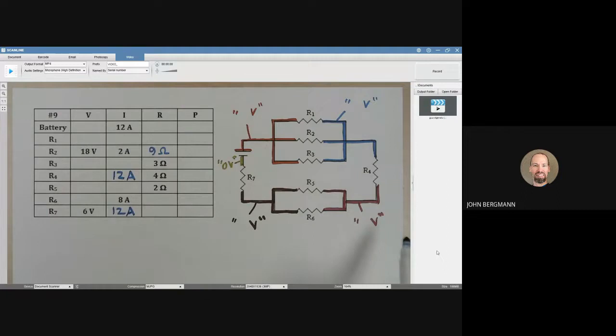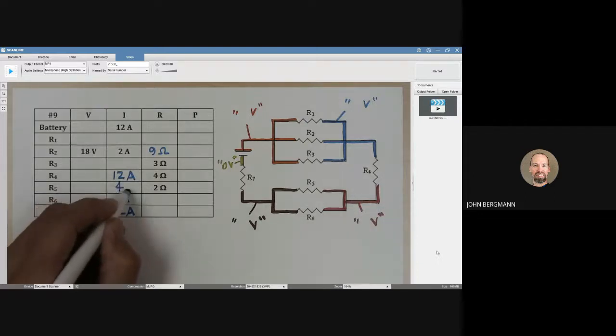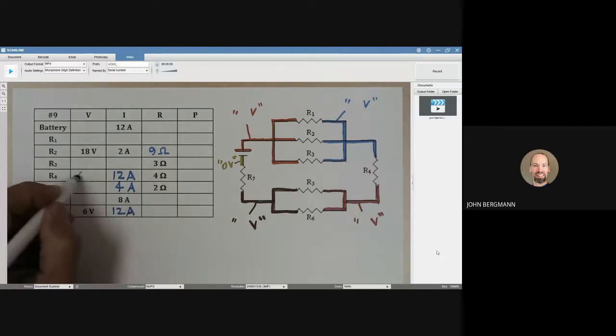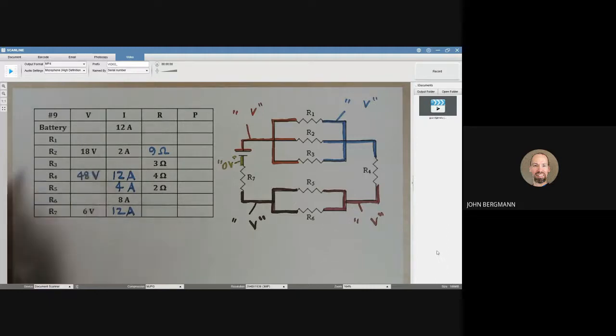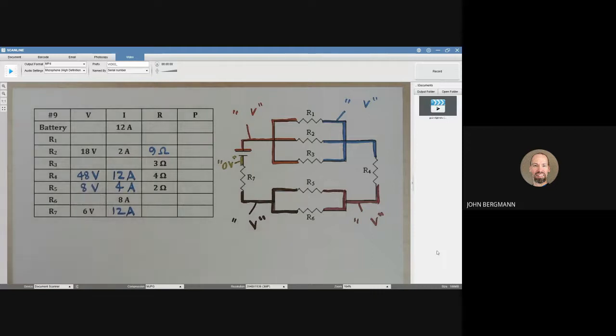You know what? While we're on that part of the circuit, check it out. 12 amps through resistor 4, 12 amps, 12, 12, 12. Now those 12 amps split. And according to our table, 8 of them go through R6. That must mean 4 of them go through resistor 5. All right, see, now we're getting somewhere. 4 times 12, that's 48 volts of pressure difference. 2 times 4 is 8 volts of pressure difference.